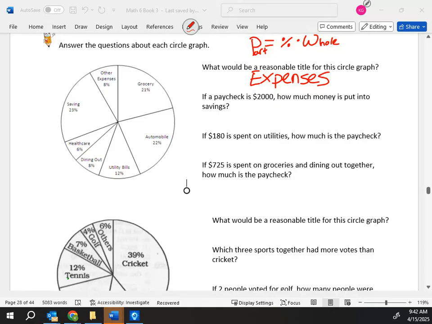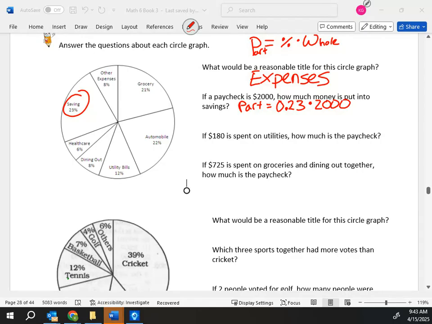If a paycheck is $2,000, how much money is put into savings? So savings is 23%. What equation do you think I'm going to use? What do you think, Liam? 2,000 divided by 23. So, we are looking for our part. How much is going into savings? We know it's 23%, so remember to put that decimal, 0.23, and we're gonna multiply that by our whole number of $2,000.